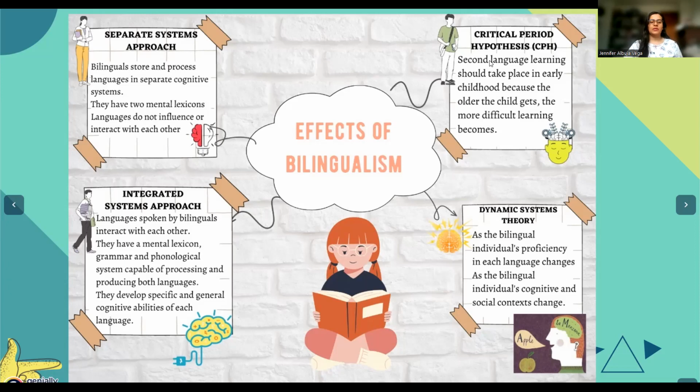Finally, we're going to talk about the dynamic system theory. Has the bilingual individual's proficiency in each language changed? Has the bilingual individual's cognitive and social context changed?